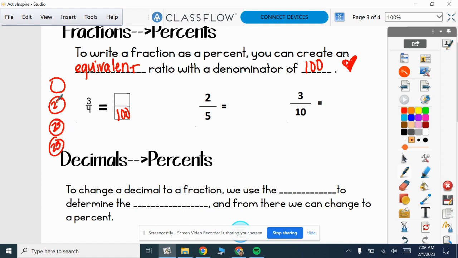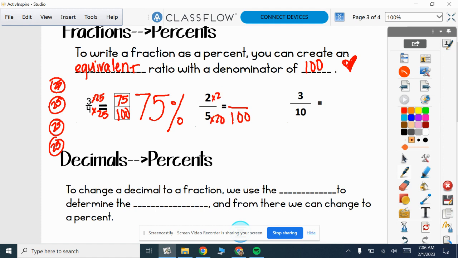There are 4 quarters in a dollar, and each one is worth 25 cents. So times by 25, times by 25. 3 times 25 is 75. So that is 75%. So 2/5, we want to go from 5 to 100. We're going to multiply by 20.